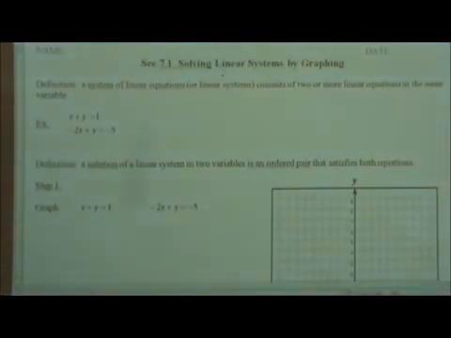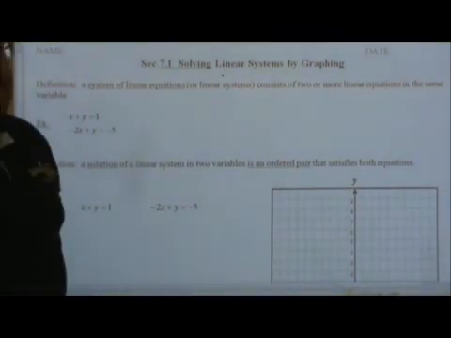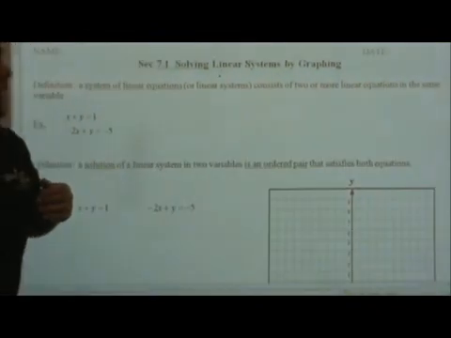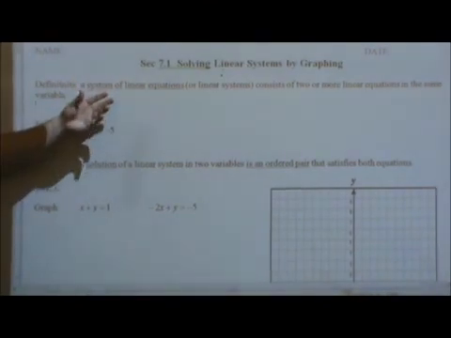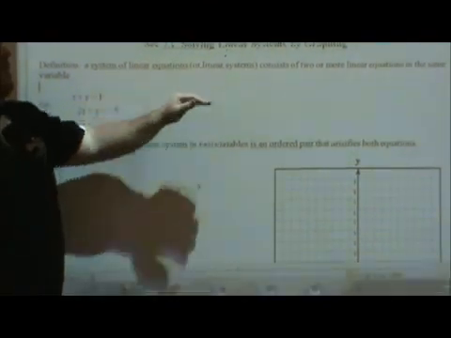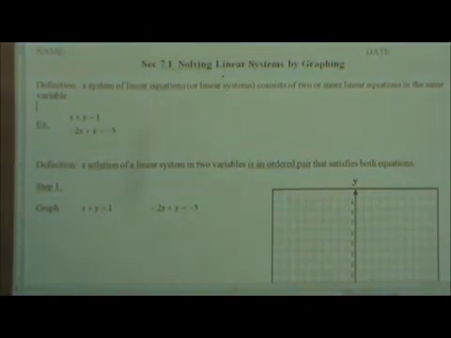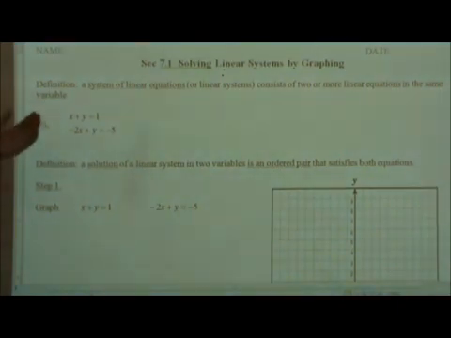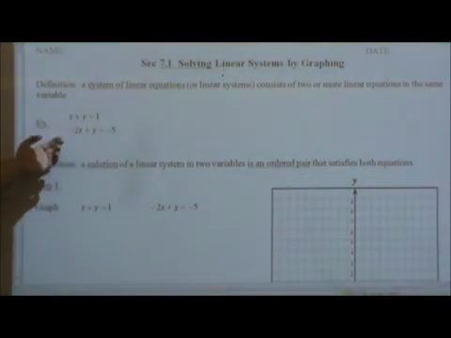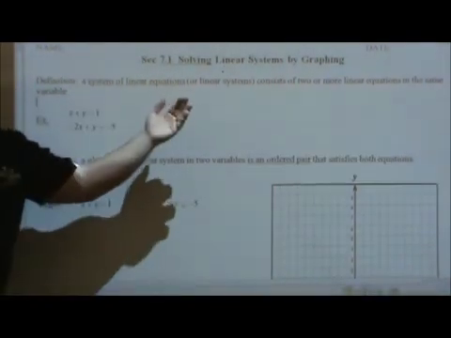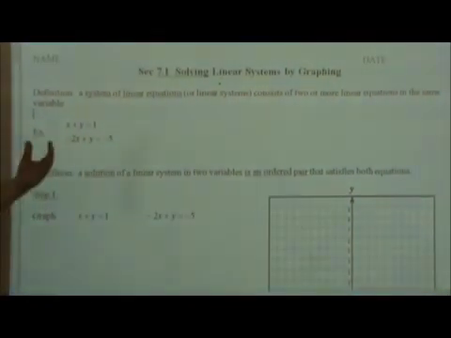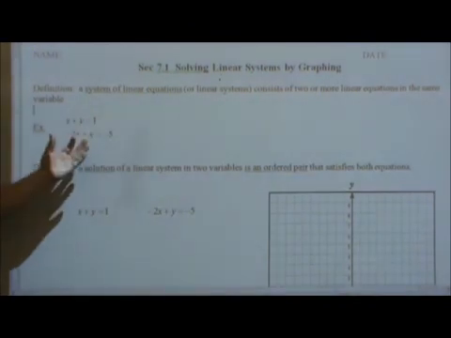Solving linear systems by graphing. Well, first we're going to talk about what a linear system is. A system of linear equations, or sometimes known as a linear system, consists of two or more linear equations in the same variable. An example here would be x plus y equals 1 and negative 2x plus y equals negative 5. This time we have two equations and they both contain the same variables x and y.